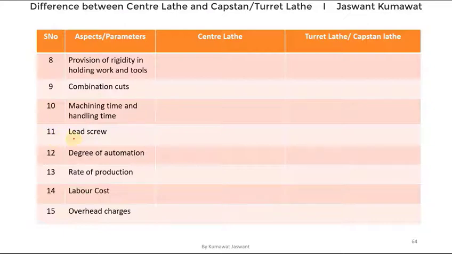Now 11th difference is based on lead screw. As we have seen, there is a lead screw in center lathe for cutting the threads. So the lead screw in center lathe is always provided, and this enables the thread cutting by a single point cutting tool. But in case of turret lathe or capstan lathe, the thread cutting is generally by taps or dies or chasers. So there is no lead screw provided for thread cutting. However, in some cases, a small lead screw may be provided.